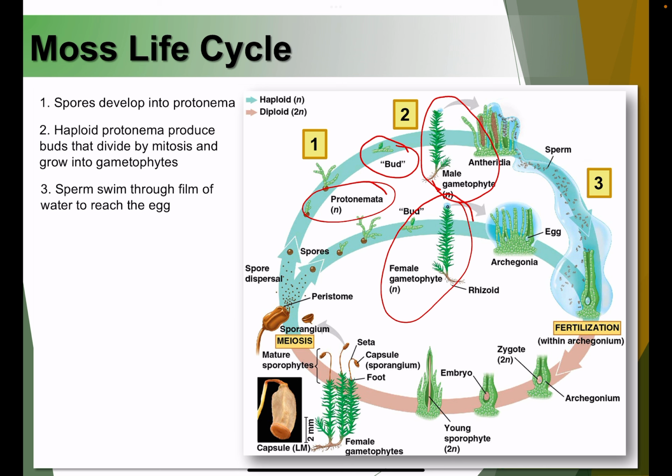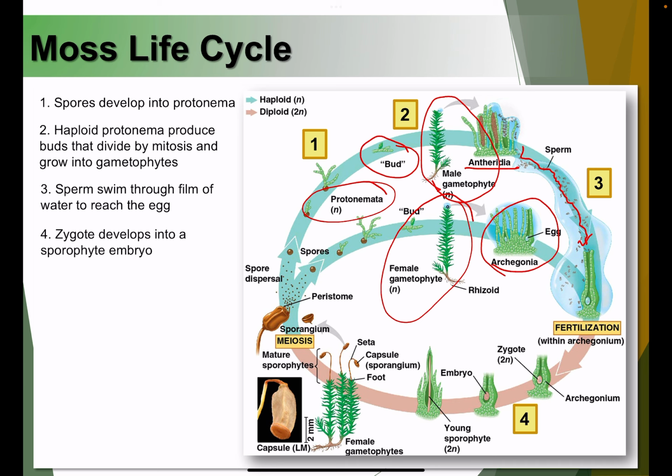Then sperm will be generated from these male gametophytes called antheridia, and then they will be able to swim with their little flagella through a film of water to reach the egg, and the egg resides in the archegonia inside the female gametophyte.